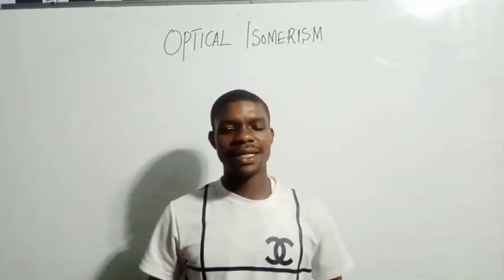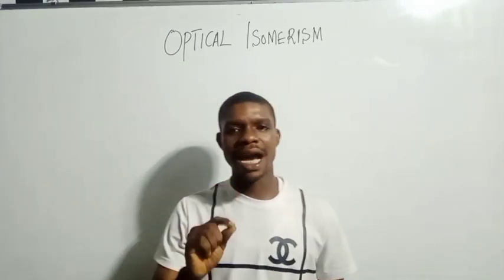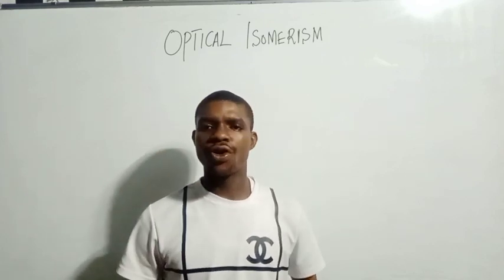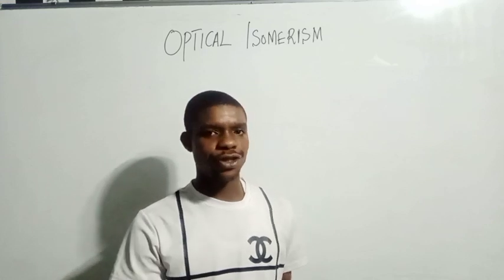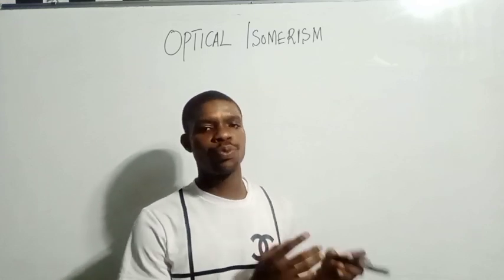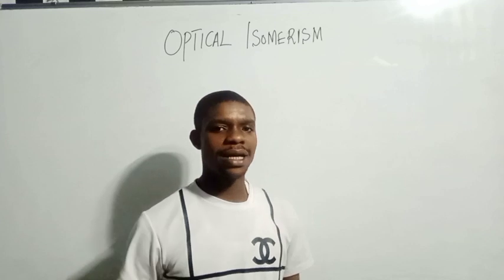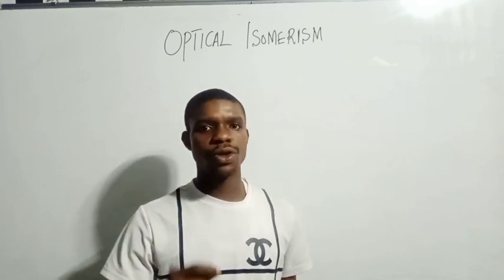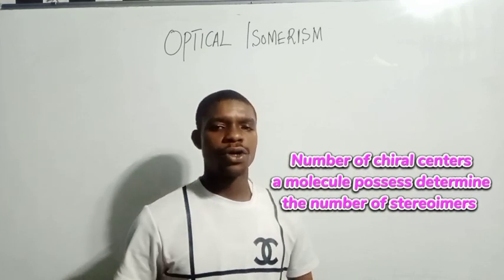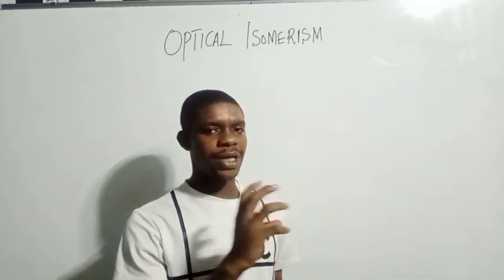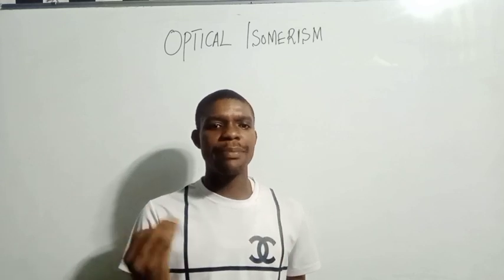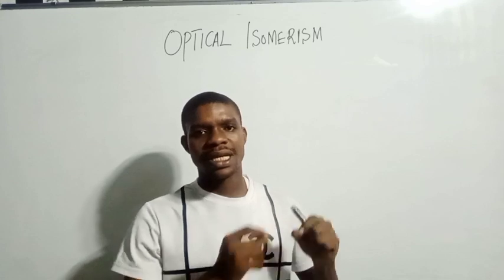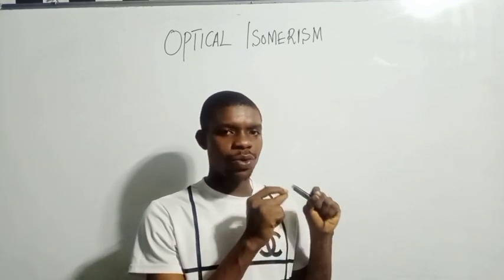Another thing I want you to keep in mind is that every chiral molecule must have a number of stereoisomers. So how do you know the number of stereoisomers a chiral molecule will possess? The number of stereoisomers depends on the number of chirality centers. So when a molecule is given to you and they ask how many possible stereoisomers you are going to get, the first thing to do is locate the chirality centers.